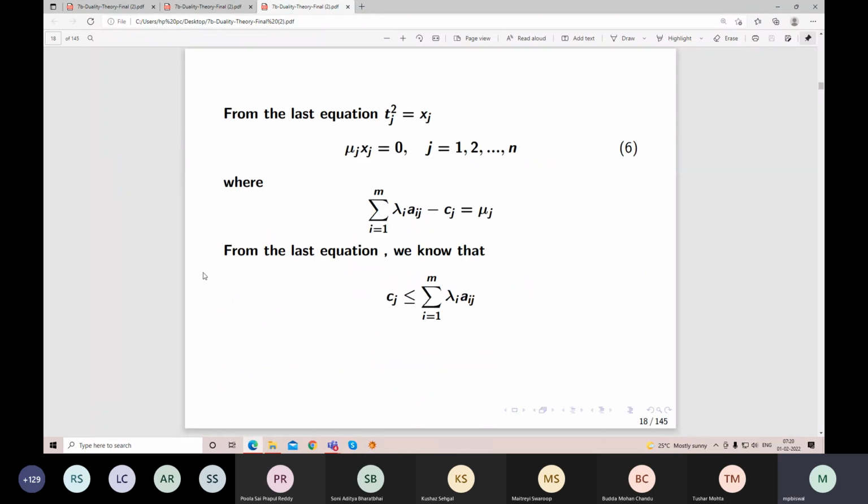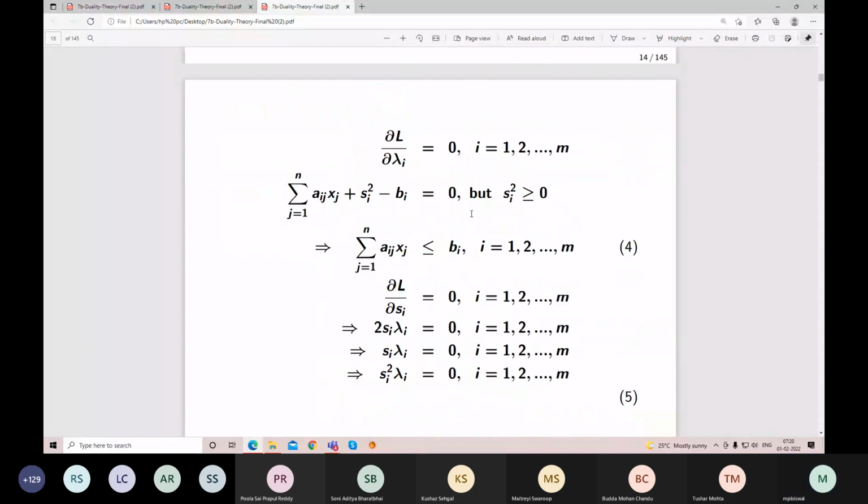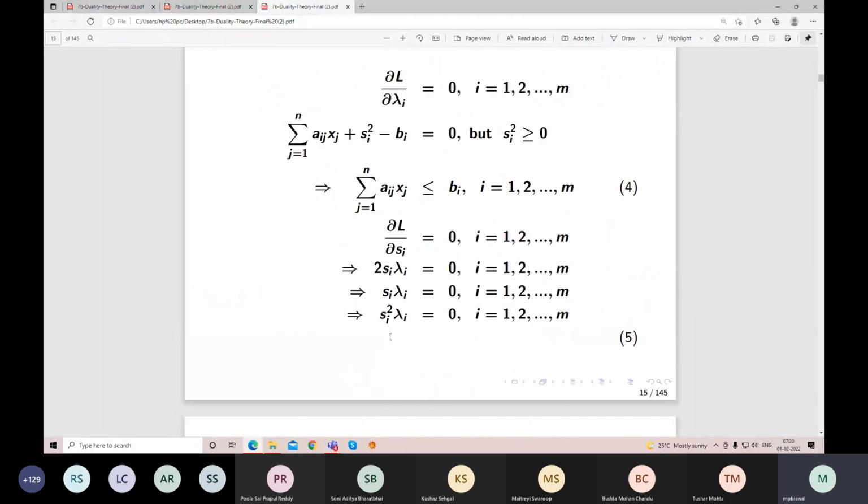Now this is the picture. Summation over i varies from 1 to m lambda_i a_ij minus c_j equal to mu_j. This you have already got. You can see summation over i varies from 1 to m lambda_i a_ij minus c_j equal to mu_j, greater than equal to 0. So that we are using.